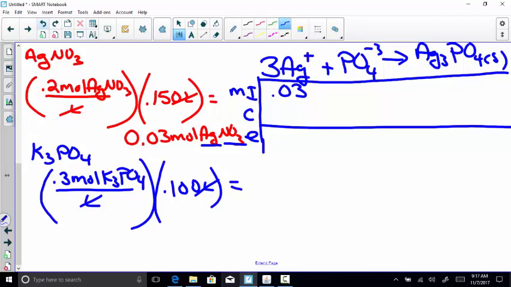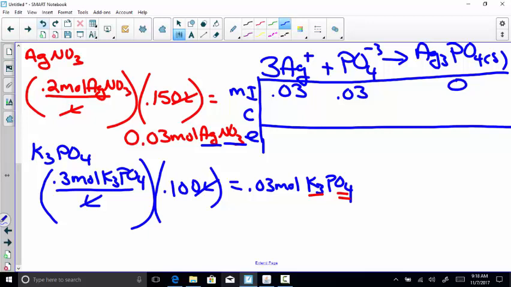So that gives me 0.03 moles of K3PO4. Okay? Now, this is a 3-to-1 mole ratio, but all I care about is the phosphate. So I'm going to have 0.03 moles of the phosphate. Now I have none of this to start with.